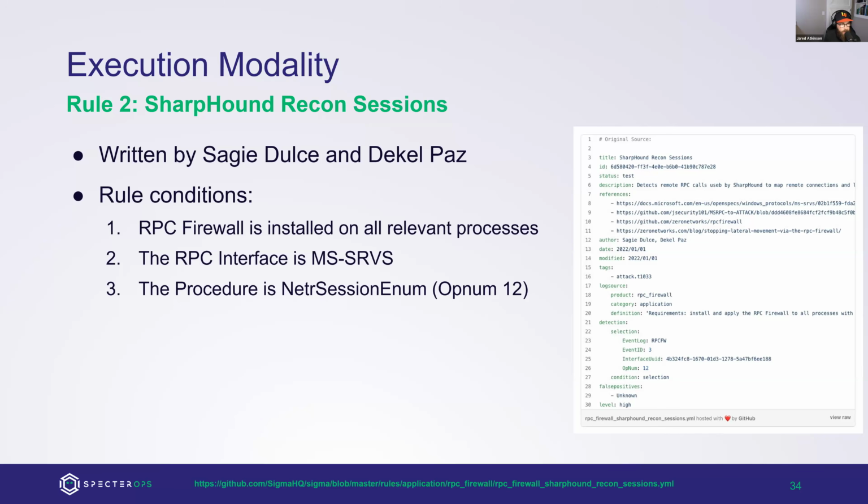That's line 26 there, and that refers to the NetrSessionEnum RPC procedure. Okay, so assuming that those three conditions are met, you would presume that an alert would fire. If you go to the next slide, Garrett.